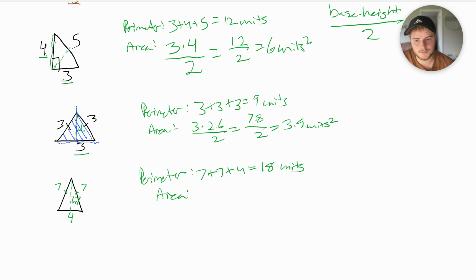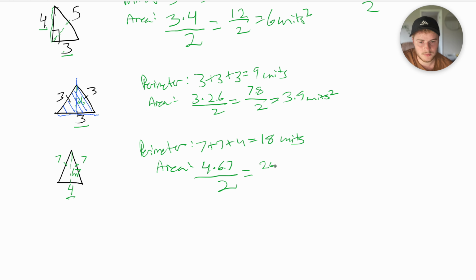And area, we can see that we have a base of 4 right here. And we have a height of 6.7. And we're going to divide that by 2. So 4 times 6.7, let's see, that's going to be 24, and then 2.8, so 26.8. Divide that by 2, and what you're going to get is 13.4 units squared.